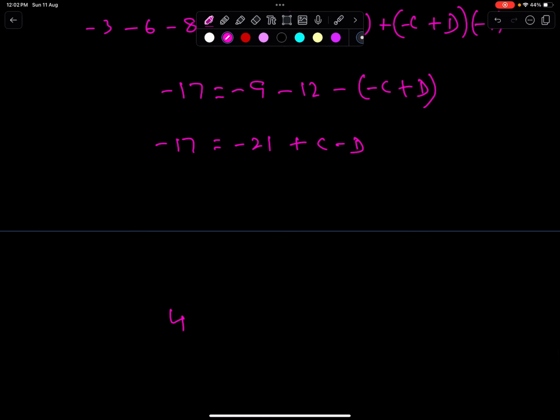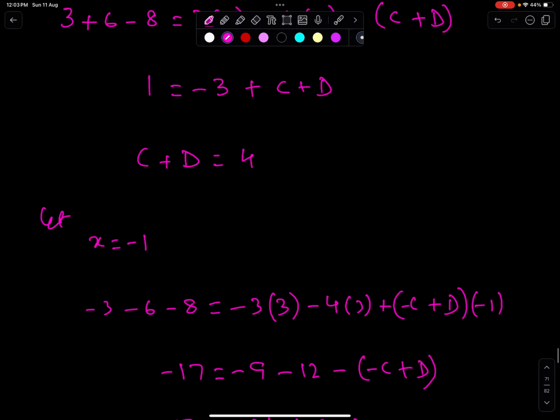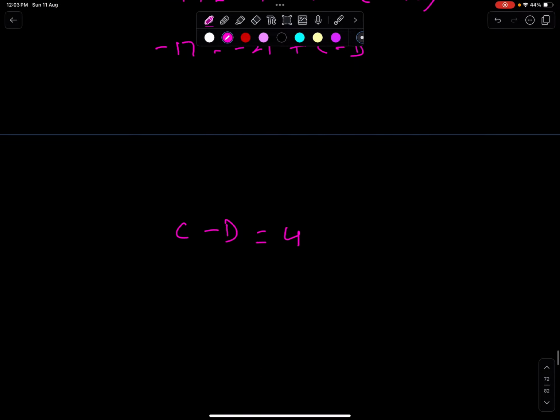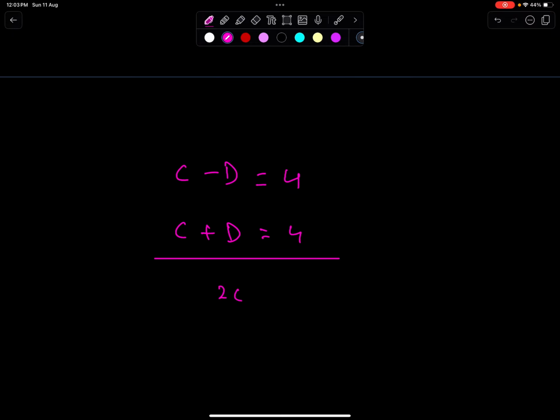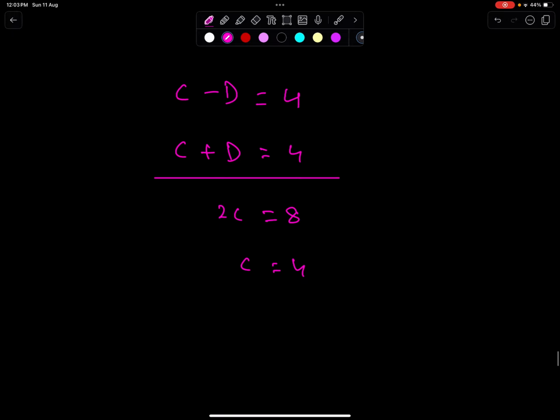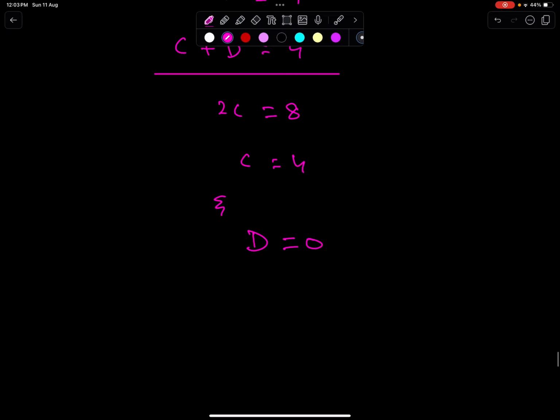So we have C minus D is equal to 4. And the previous equation was C plus D is equal to 4. So by solving these two equations simultaneously, we'll get the value of C, which is 4, and D is 0. So A is 3, B is minus 4, C is 4, and D is 0.